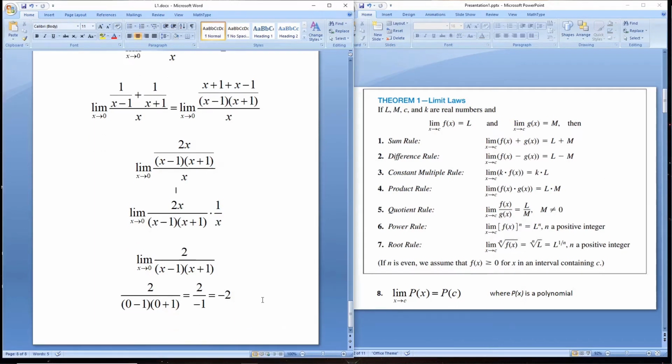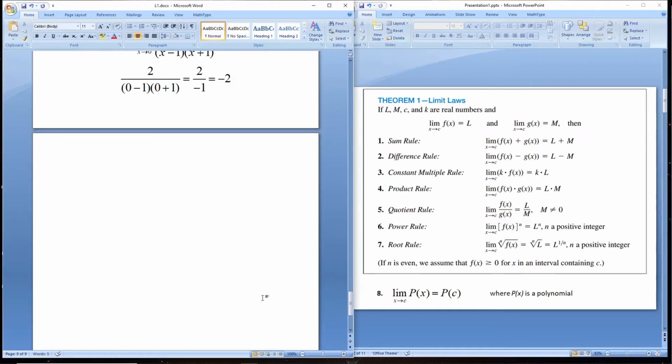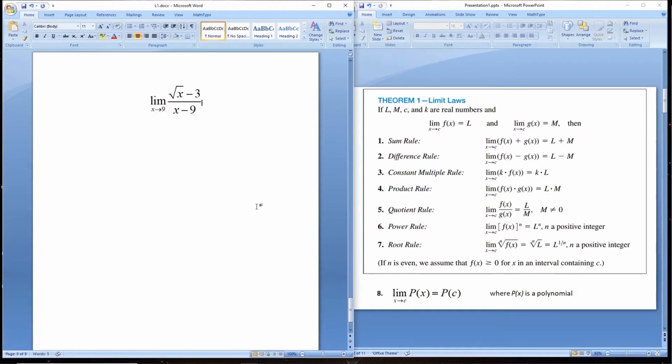Let's try another one. And this one's probably going to be a little bit scarier for some people because of the square root. Now again, if you plug in 9, square root of 9 is 3. So we have 3 minus 3 is 0, and 9 minus 9 is 0. This is in the indeterminate form. And so we have to do something to get out of it.